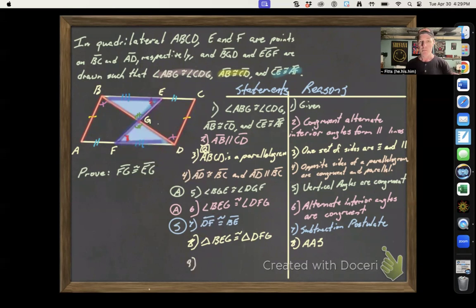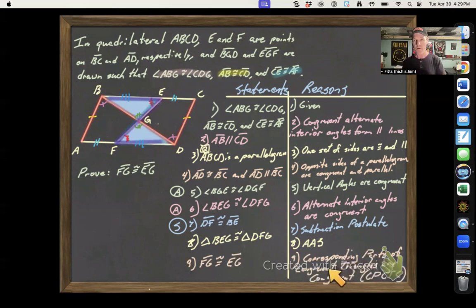So now FG is congruent to EG. Why? Corresponding parts of congruent triangles are congruent. Sorry, that got overlaid by the Doceri watermark there. But it says corresponding parts of congruent triangles are congruent, or you could just say CPCTC.